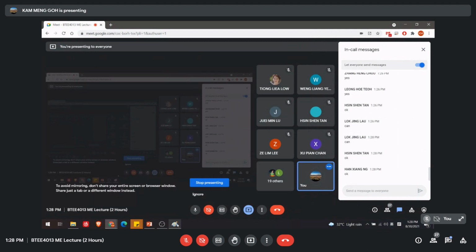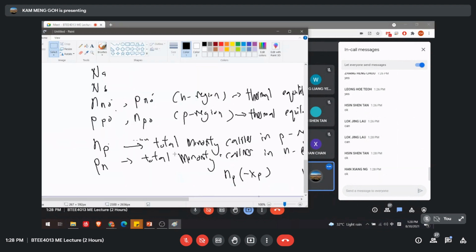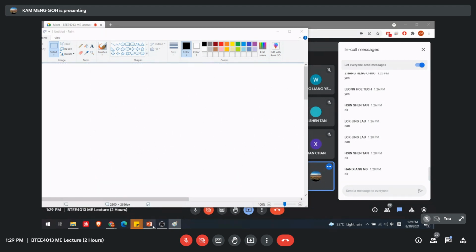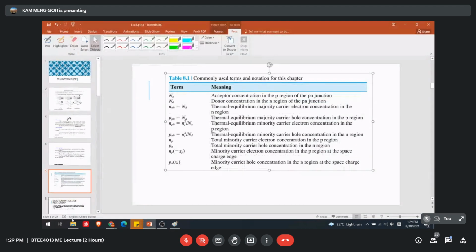Okay, since we know every single thing over here, how are we going to relate everything together? So let's say if you want to calculate this, or this, or this, and we are just given the NA and the ND, how are we going to calculate every single item over here? So this is what we are going to learn here today. So let's get back to the Google slide.